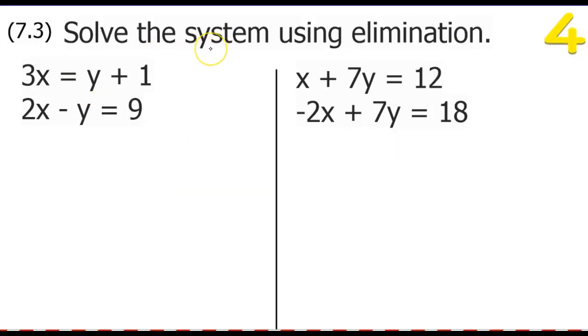Next, we're solving the system using elimination. When we're trying to solve using elimination, we're trying to get our x's and our y's lined up. Here our x's and our y's aren't lined up because our equal signs aren't lined up. So I'm going to subtract this y to move it over to the other side. So we get 3x minus y equals 1.